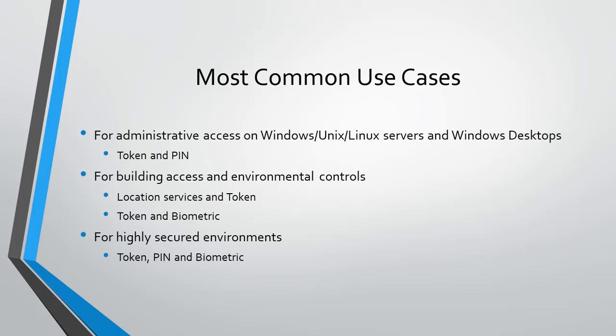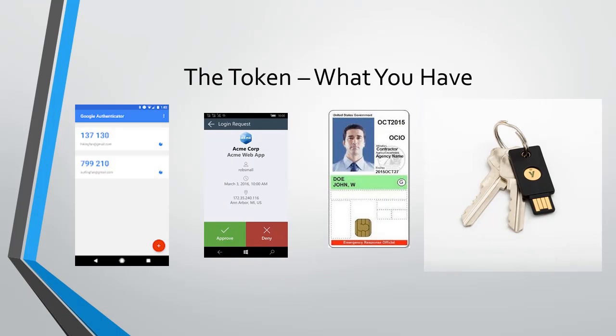For the moment, let's focus on the desktop and server use case. First of all, you'll need a token. A token is something that gives you the something you have factor. This can be one of several forms. A soft token, like Google Authenticator, or an RSA soft token, is usually an application running on a phone or tablet or computer that provides some positive identification that the user is in possession of the device.